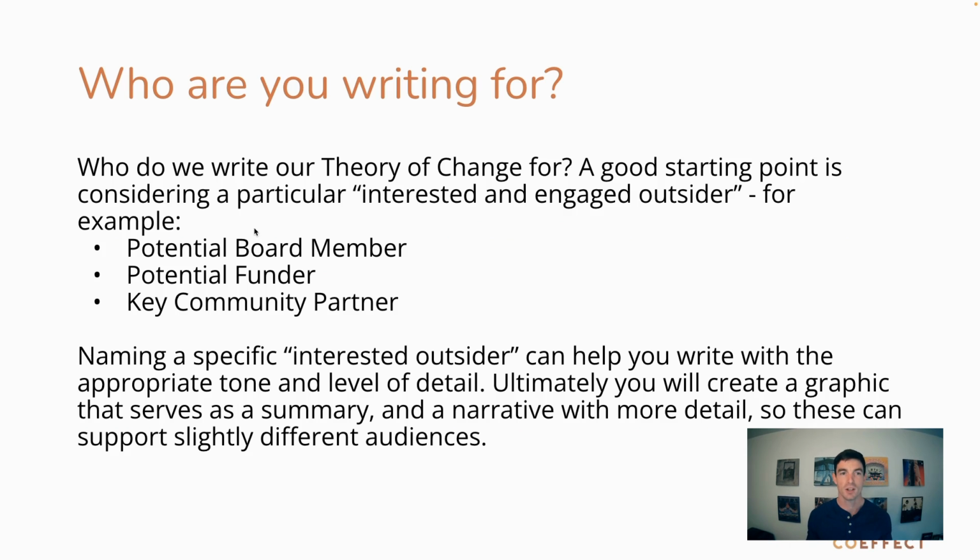So when you're drafting all of this, I highly encourage you to write it all down at some phase. It's often common to have both a graphic version and a narrative version of your theory of change. So in the narrative, who are you writing for? I suggest that you think about who is an interested and engaged outsider. For example, maybe we're writing for a potential board member, a potential funder, or a key community partner who isn't yet familiar with your organization, somebody who will want to have a pretty close relationship and really see under the hood of your organization, but doesn't know that much about it yet.